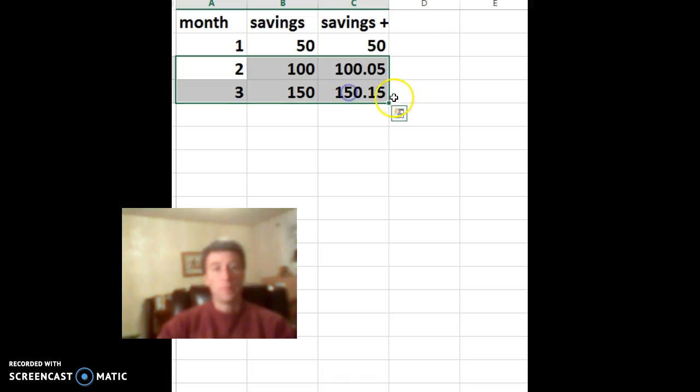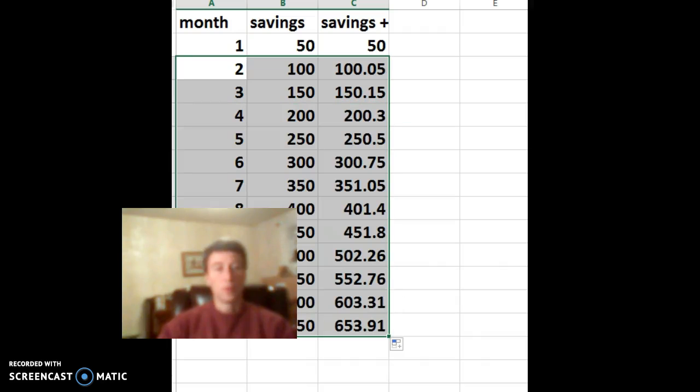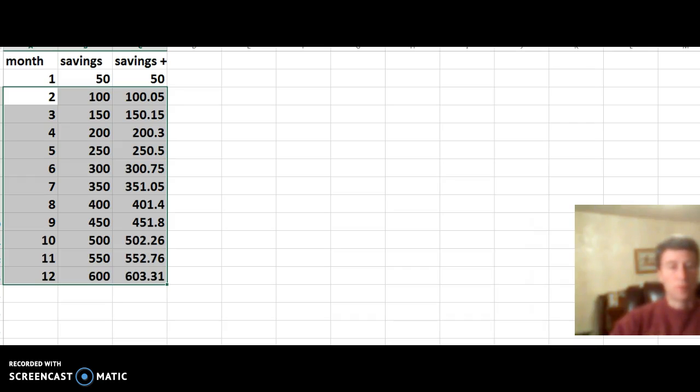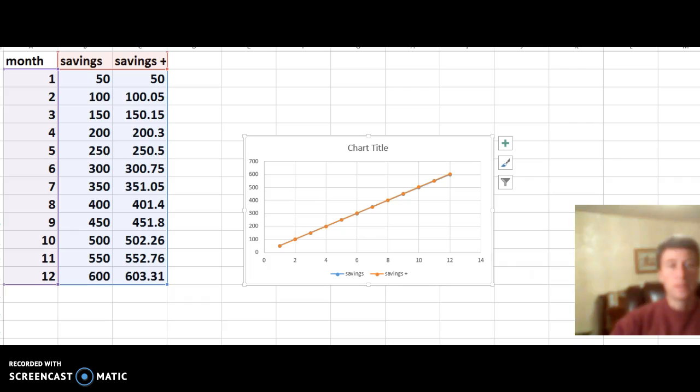But if I copy that, and let's go down to, what's that, 12 months? Maybe we ought to go 13 months. So after 12 months, with interest, 1.2% interest, it's $603.31. So it doesn't seem to be a big deal to save with interest or without. If I make a graph, a chart with that, insert, scatter plot, it just doesn't look all that impressive, just not much of a difference.